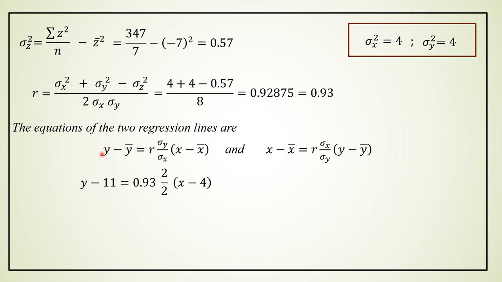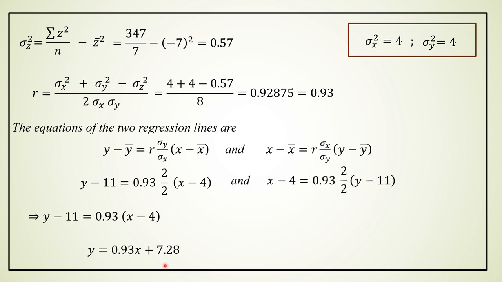We know that the mean of y is 11 and the mean of x is 4, r is 0.93, sigma y is 2 and sigma x is 2. So substituting it and then simplifying, on simplification you are going to get the regression line of y on x to be y is equal to 0.93x plus 7.28. So this is the regression line of y on x.